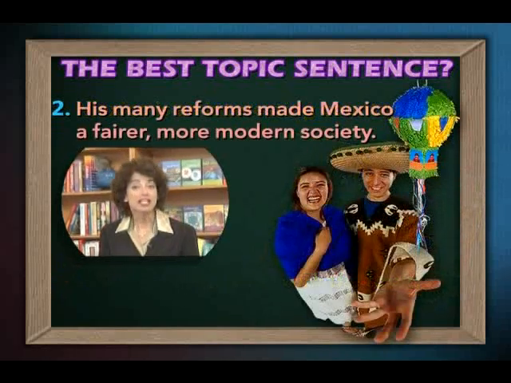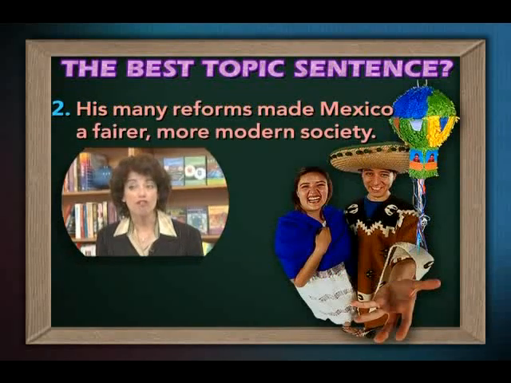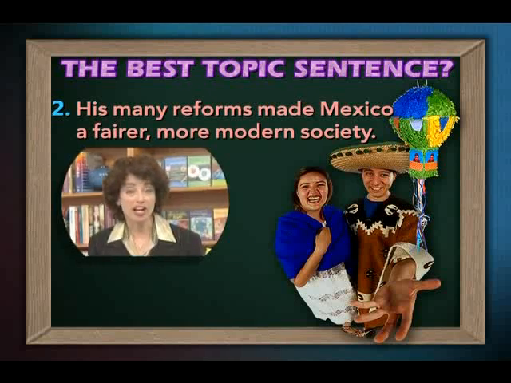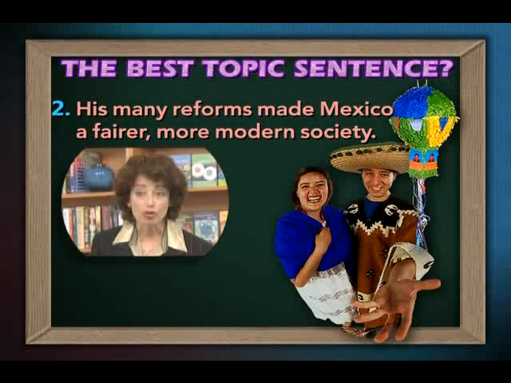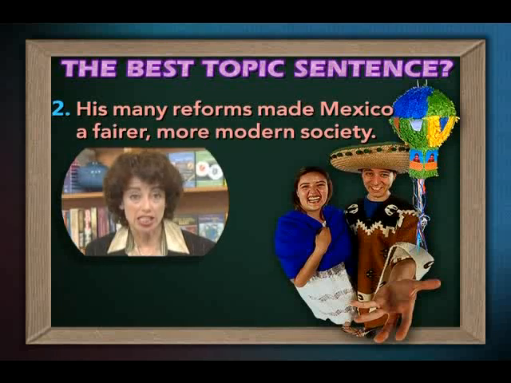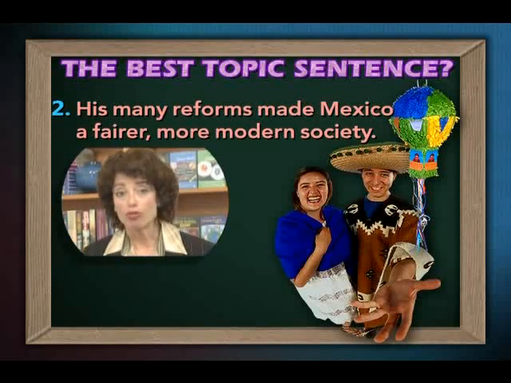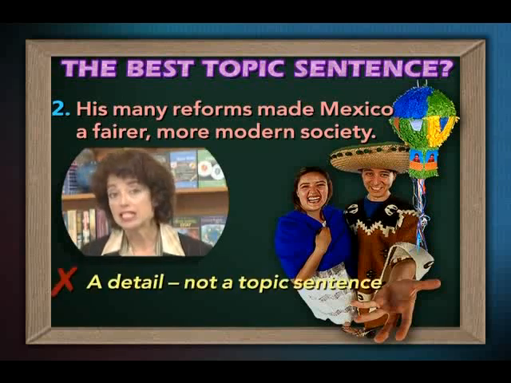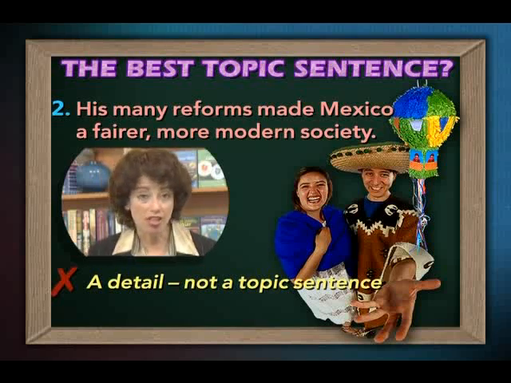Number 2, his many reforms made Mexico a fairer, more modern society. Well, that's true, but who is the his? Who is the he? We don't know who you're talking about. We need to know his name. So this becomes a detail, not a topic sentence, so you can't use this one either.